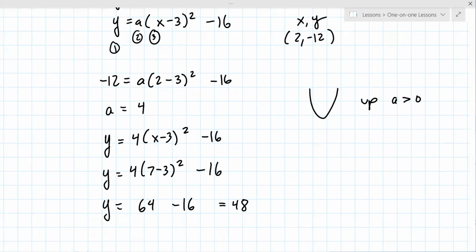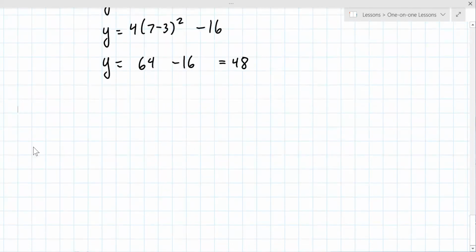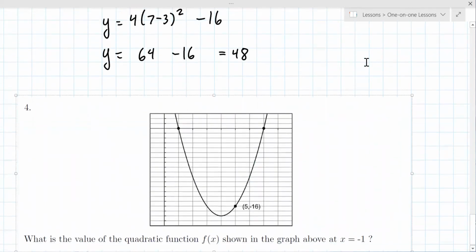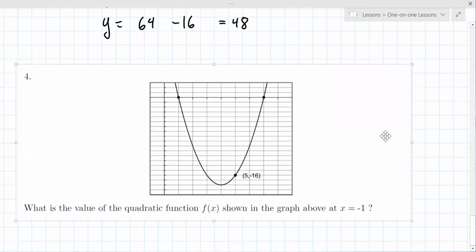So let's do one more. I provided a lot of explanation. Let me have you do one more. Let me find you one here where the vertex is shown. All right, so let me just make this bigger. Let's take about 60 seconds and have you work on this. All right, go ahead and get started, please.